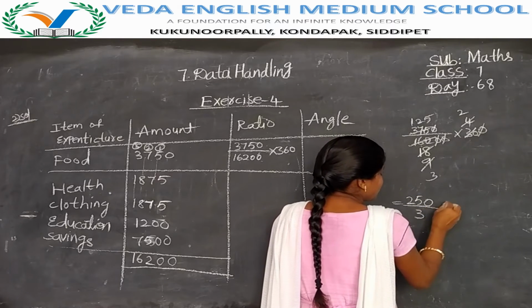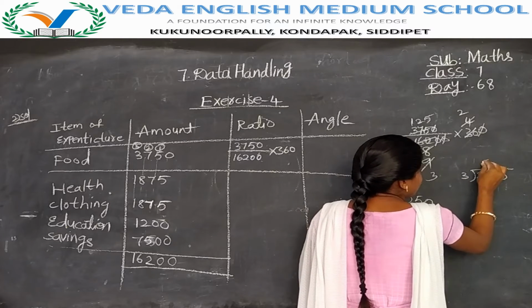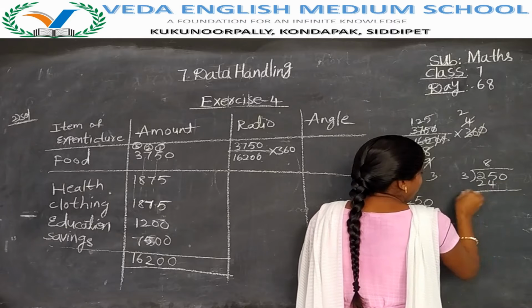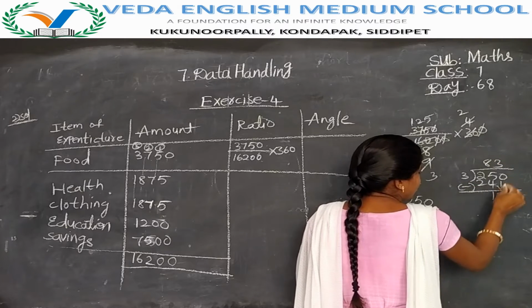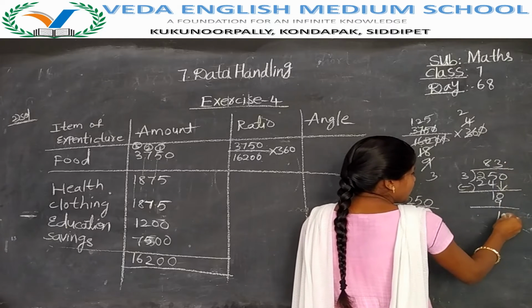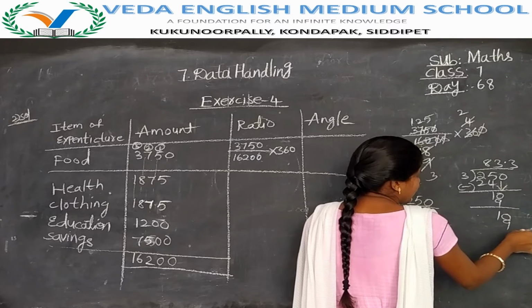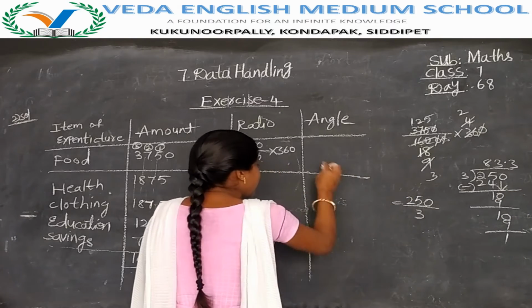250 by 3, how much will we get by doing division? 250. 3 8s are 24. 5 minus 4 is 1. Bring down this 0. Now it is 10. 3 3s are 9. 10 minus 9 we will get 1. If you put a point then we will get 0 again. 3 3s are 9, 10 minus 9 is 1, point 0 to 0. So we are getting 83.3. So take 84 degrees.